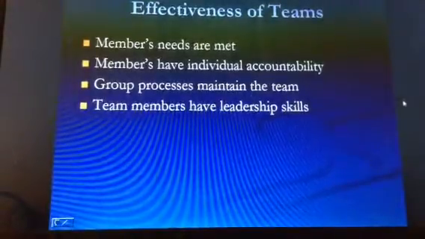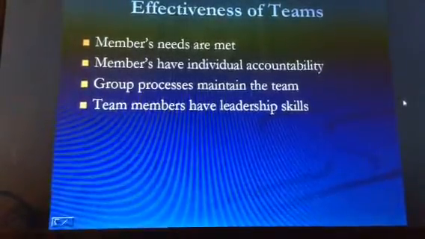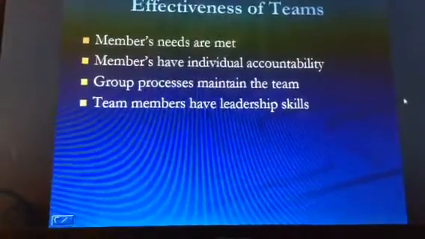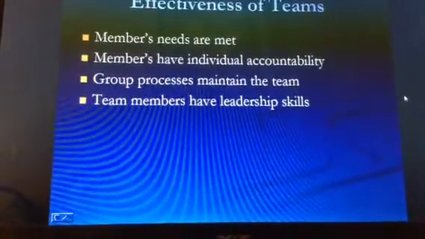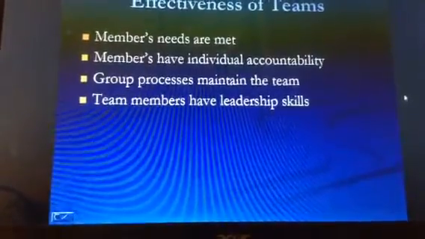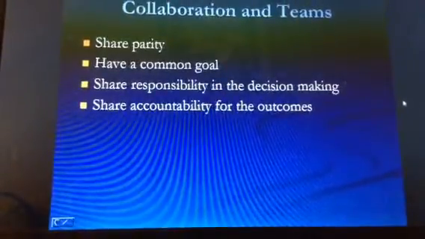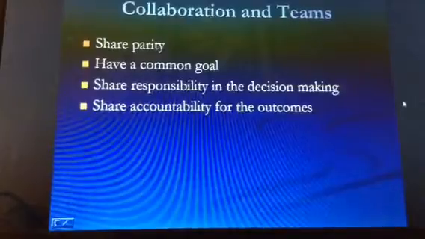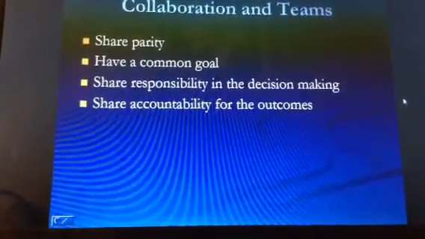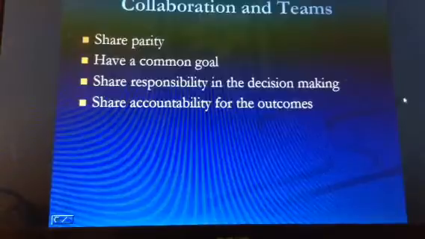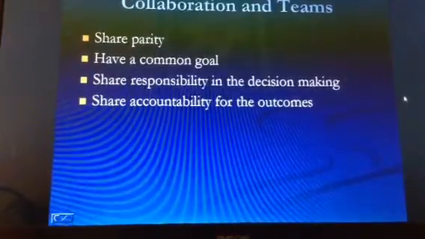The effectiveness of teams: Members' needs are met. Members have individual accountability. Group processes maintain the team. Team members have leadership skills. Collaboration in teams: they have to share parity. They must both have a common goal, share responsibility in decision making, and share accountability for the outcomes.